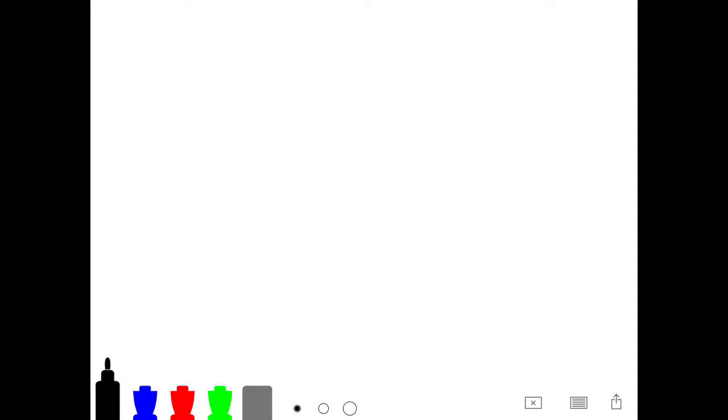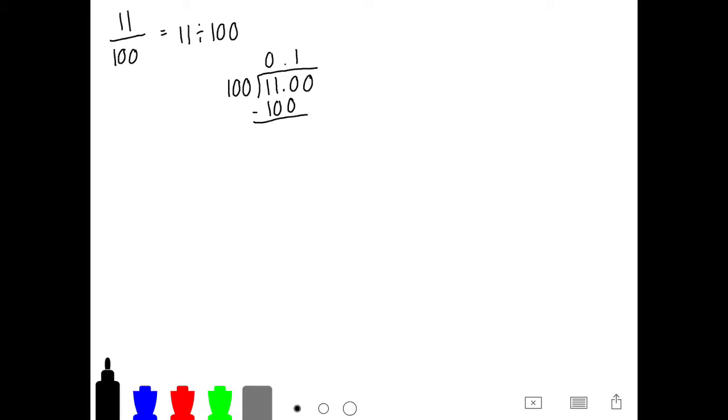For our next problem, we have 11 divided by 100, which is the same as this. All right, writing that out, you have 100 on the outside and 11.00 on the inside. Bring up your decimal. 100 goes into 11 0 times. 100 goes into 110 1 time. So now you have 100 times 1, which is 100. And you subtract, then you're left with 10.